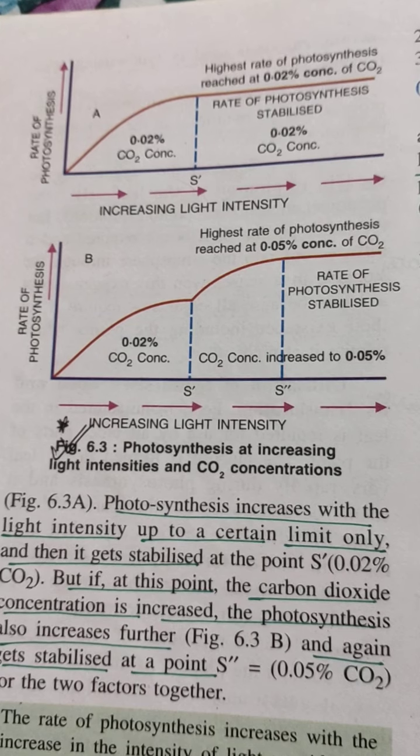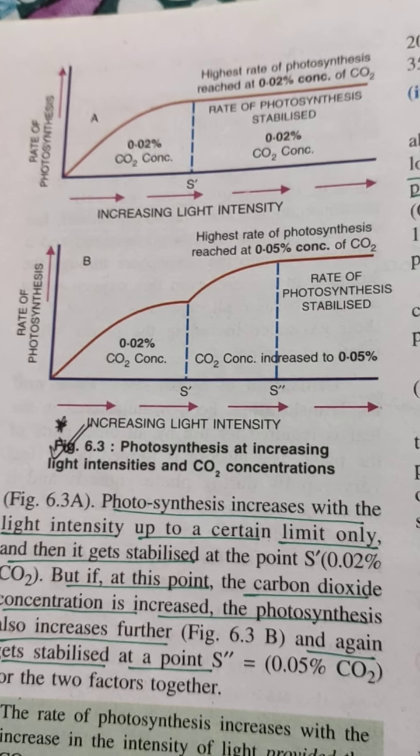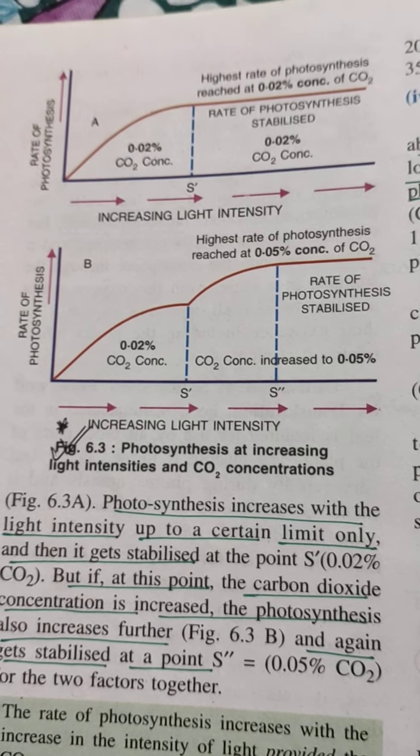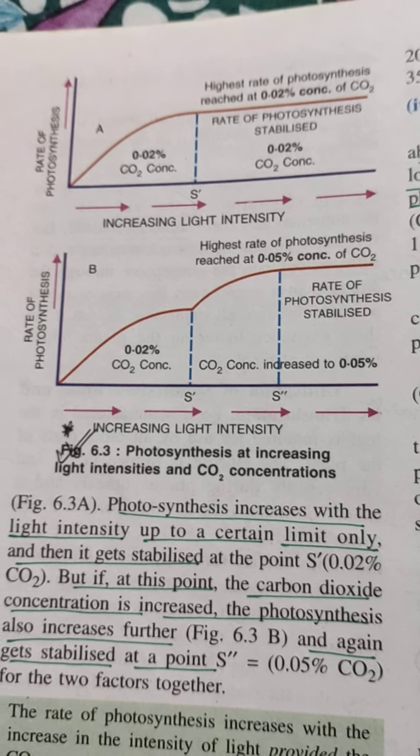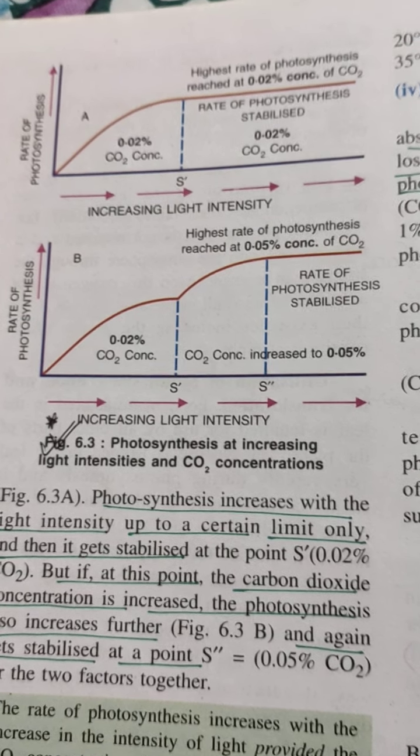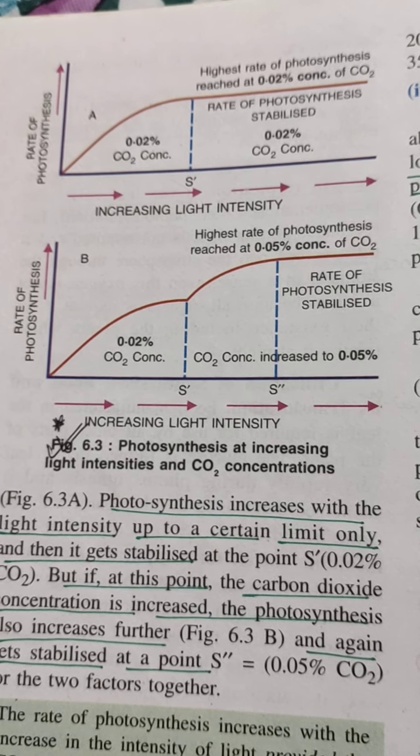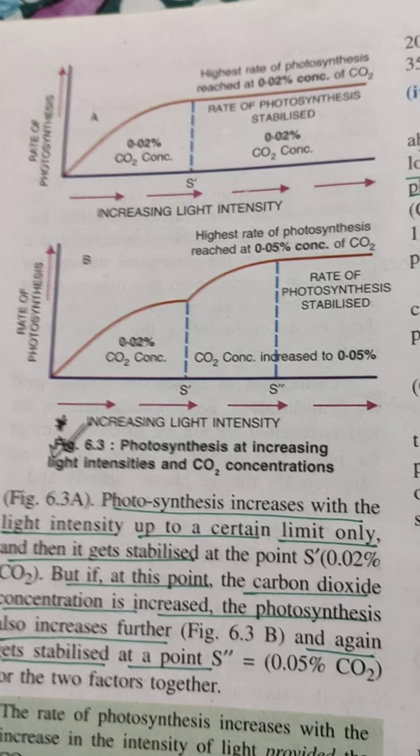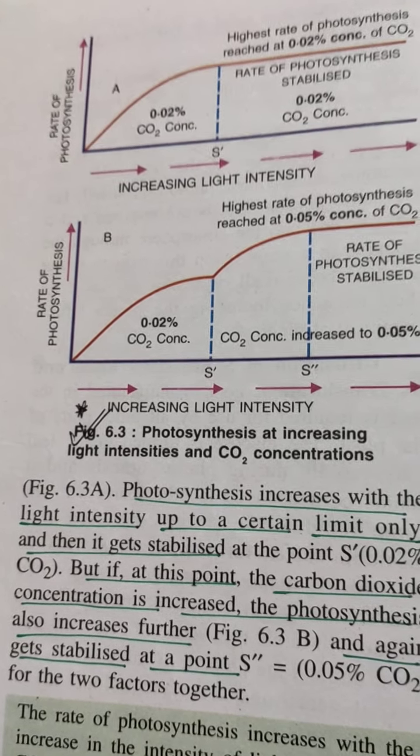Then what's happening? The highest rate of photosynthesis is reached at 0.05% concentration of CO2. After that, it is restabilizing itself. Clear? So both the light intensity and the CO2 concentration are limiting factors to each other, and they have a strong correlation with each other. I hope it's clear. And this diagram is very important, students, so please go through this graph for explaining this answer.